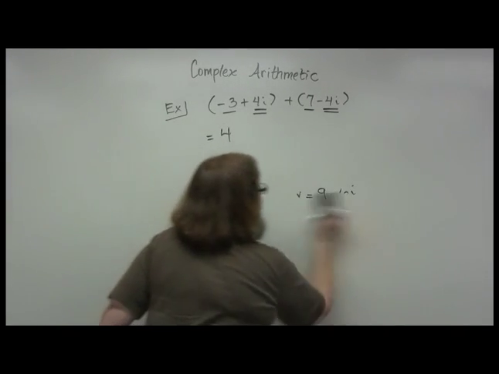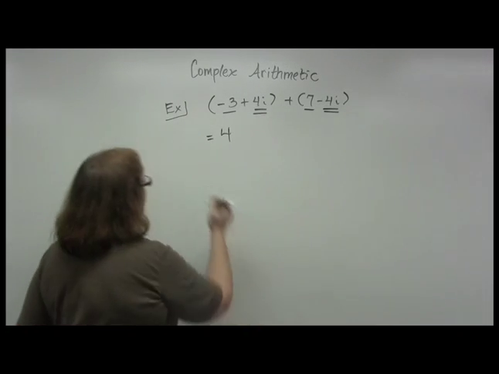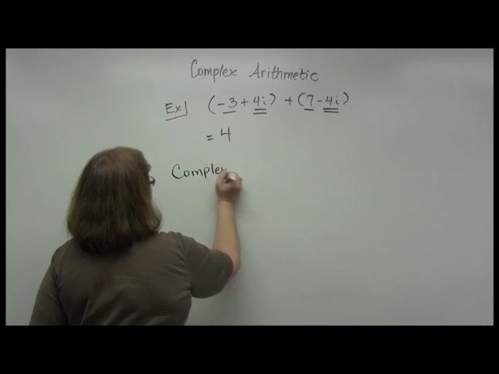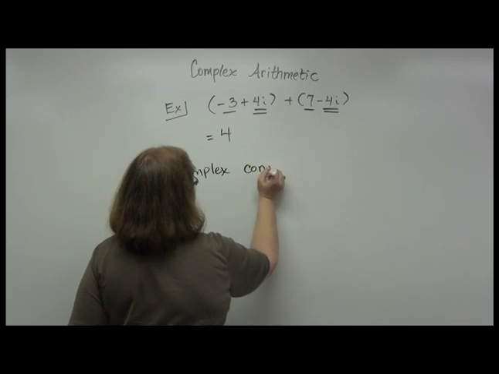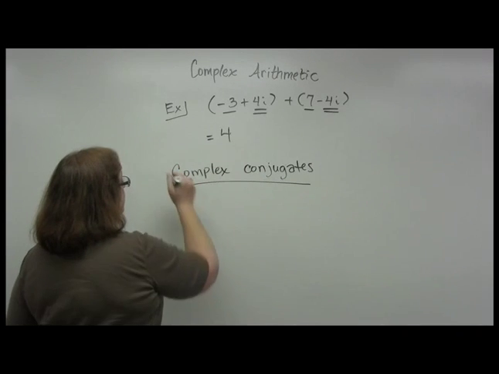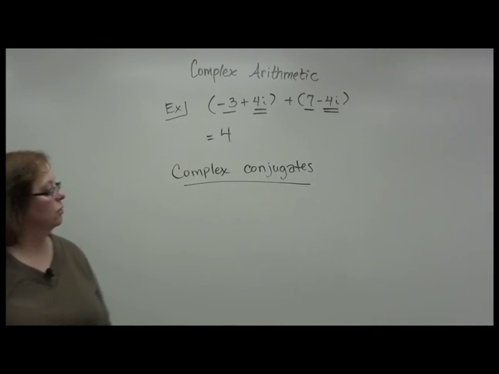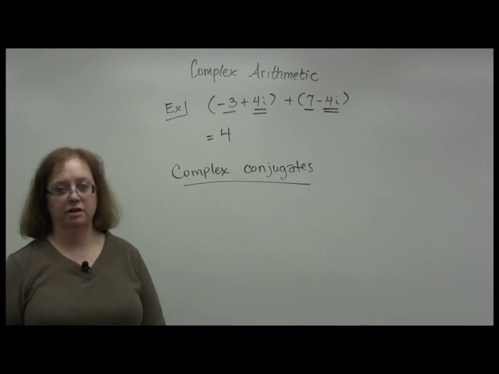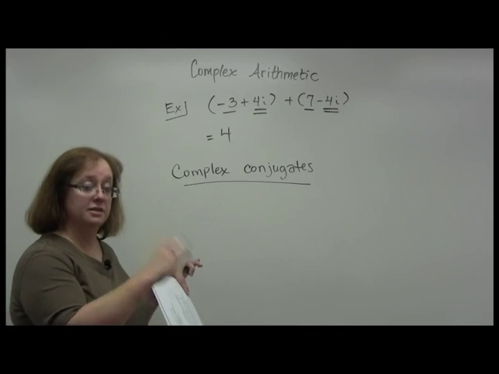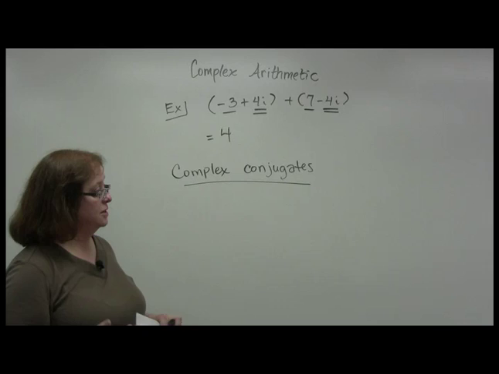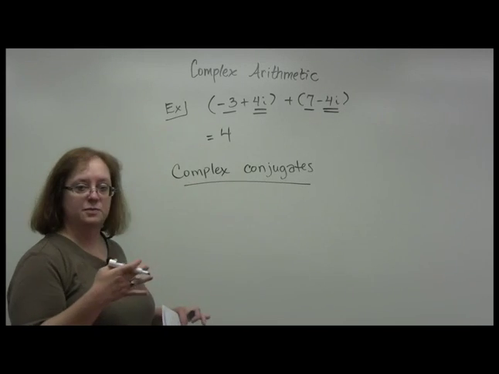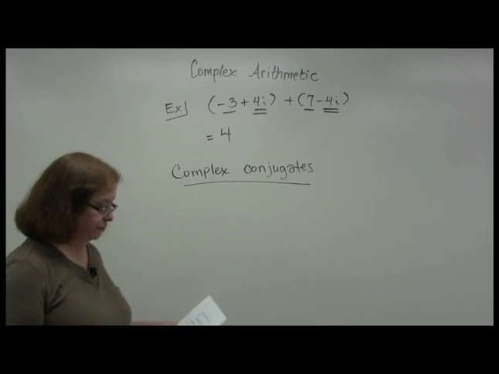Now this type of thing is going to happen really often if I have these creatures called complex conjugates. Complex conjugates occur when I'm using the quadratic formula. Because if you remember in the quadratic formula, you start with -b plus or minus the square root of b squared minus 4ac all over 2a. So that plus and minus part is where the conjugate comes from.